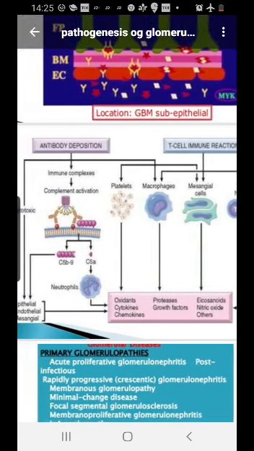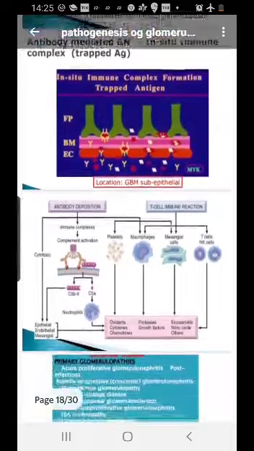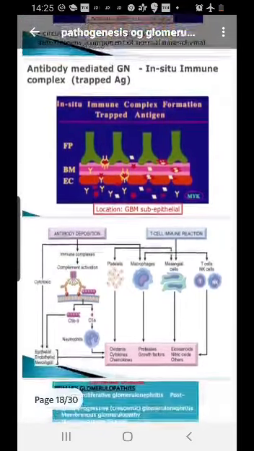Now you saw that there is a fixed anti-GBM antibody and there is a Heymann antigen in the membranous glomerulonephritis. So this picture is actually telling you about the deposition. The antigen can get deposited either in the basement membrane, in the subepithelium, or in the subendothelium. So these pictures just show that.